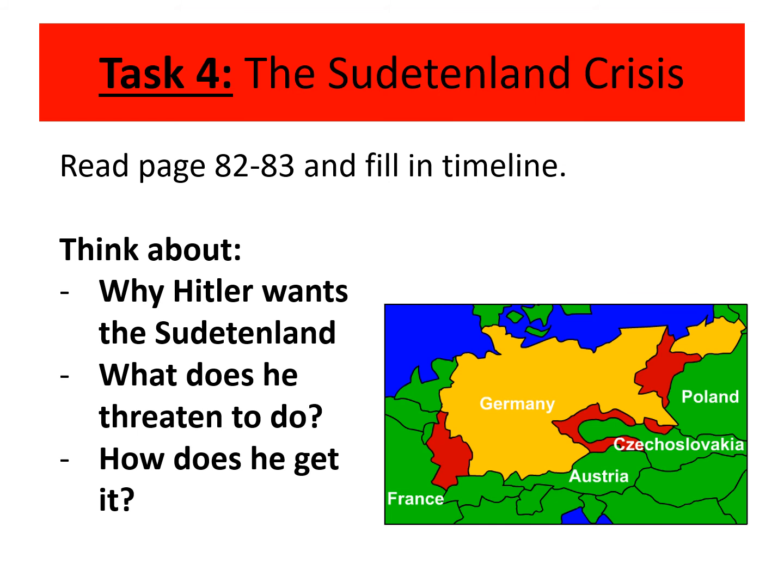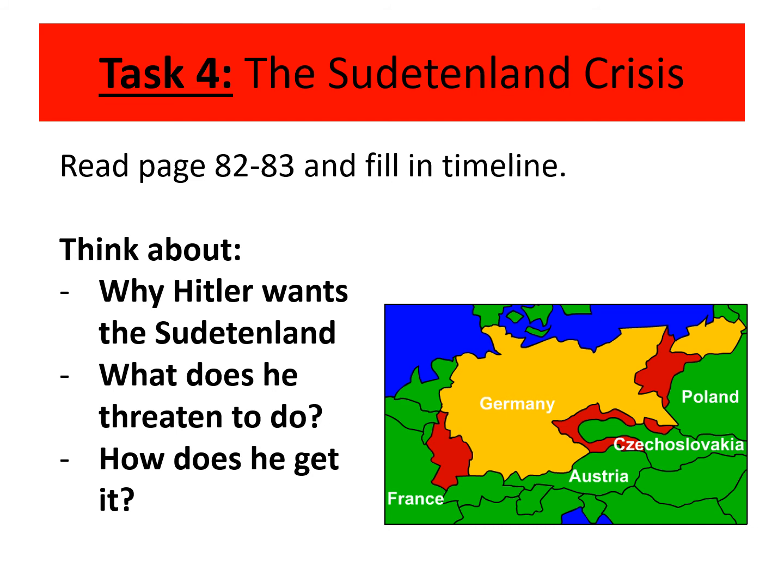So it says, describe the Sudetenland Crisis of 1938. Think about why Hitler wants the Sudetenland, what does he threaten to do, and how does he get it? And then it says on the box, describe Hitler's invasion of Czechoslovakia. Let's not worry about that right yet. But that map is key.